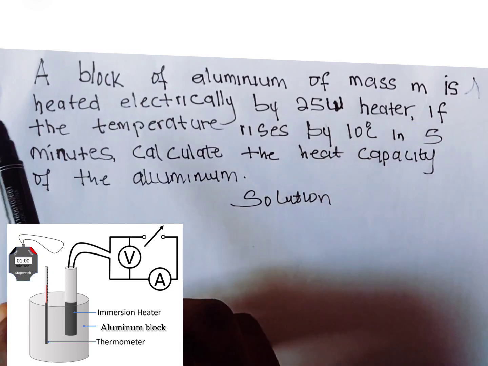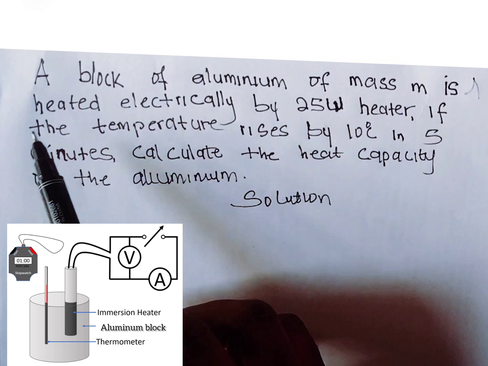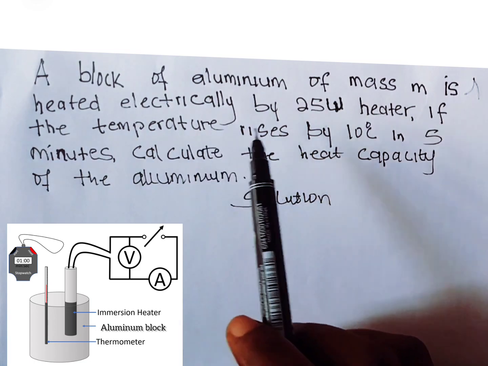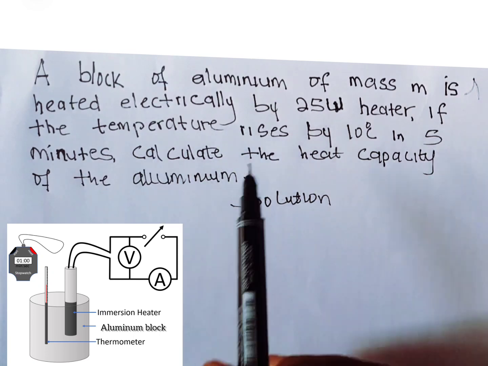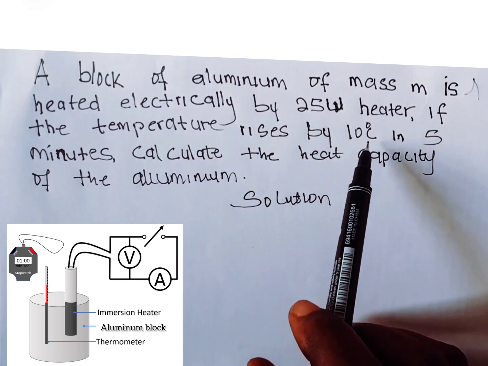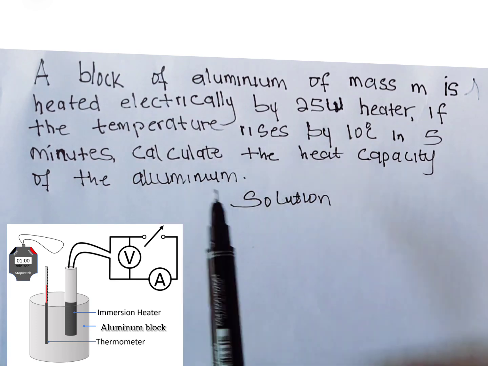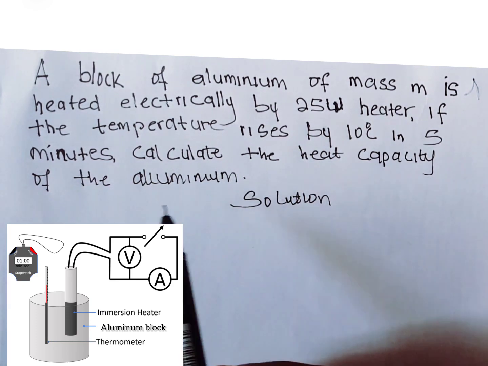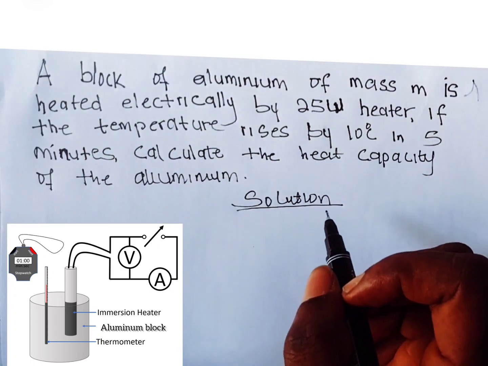The question says, a block of aluminium of mass M is heated electrically by a 25 watt heater. If the temperature rises by 10 degrees Celsius in 5 minutes, calculate the heat capacity of the aluminium. So let's get started.